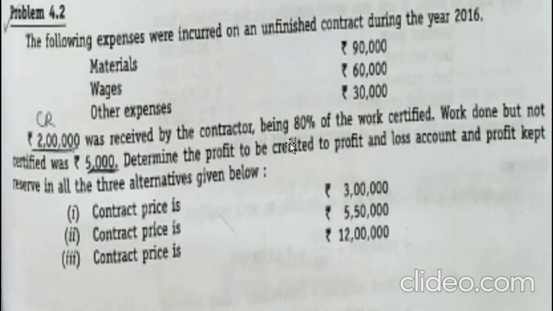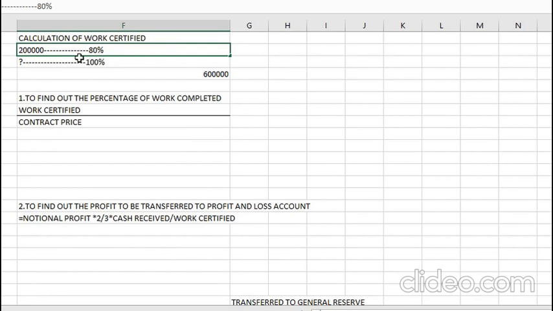We don't have any assets at the end of the period, but we have work certified, which can be calculated by cross multiplying with the cash received amount. So cash received in the question is 2 lakh, being 80% of the work certified. We assume work certified to be 100%. Out of the 100%, 80% is the cash received, which is 2 lakh. So we will find what the 100% value is.